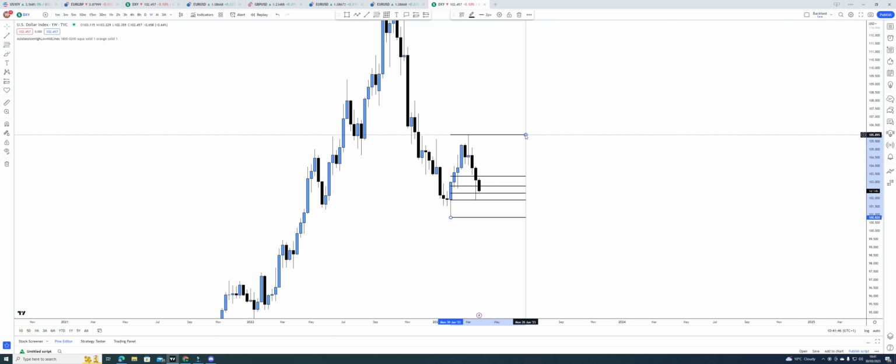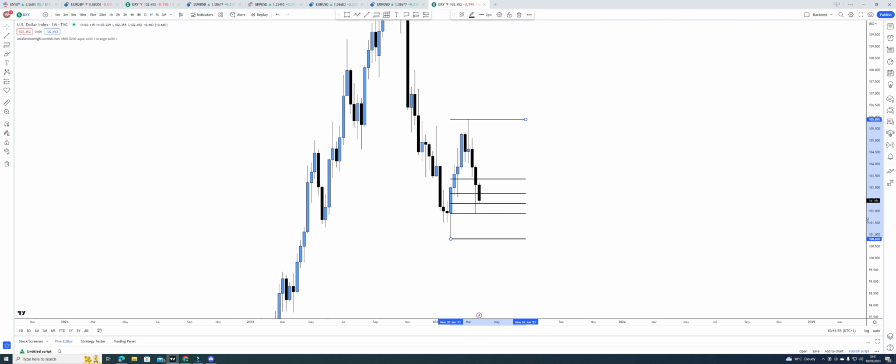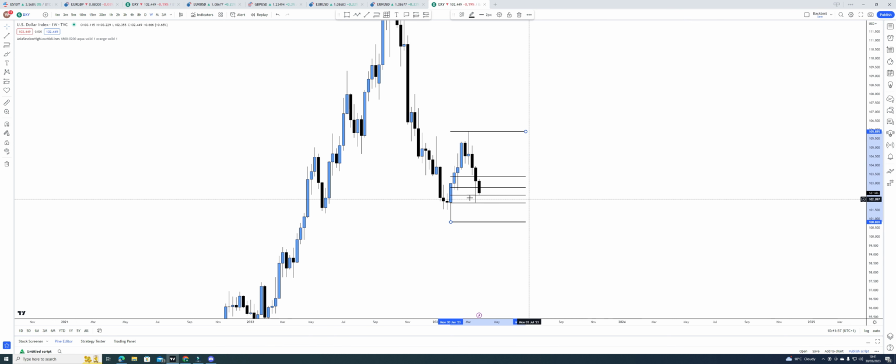So anyway, jumping into it, DXY on the weekly, we have OTE from this low to this high. We traded into it, closing this tiny fair value gap here. It didn't quite nib the 0.79, but it traded into 0.705, and we've had this kind of clean rejection away from it.